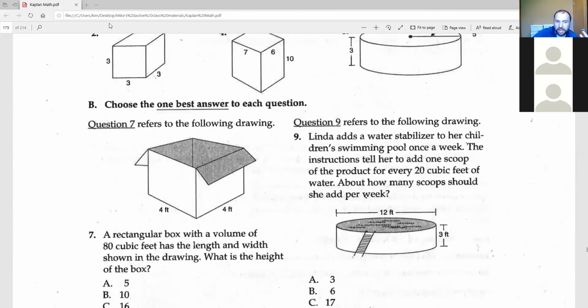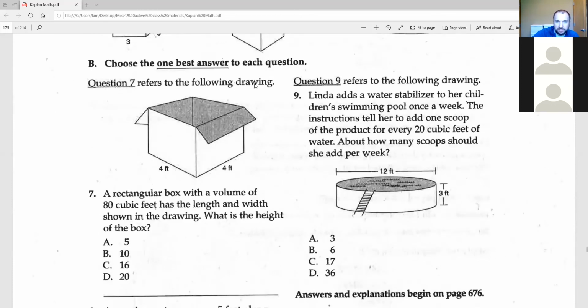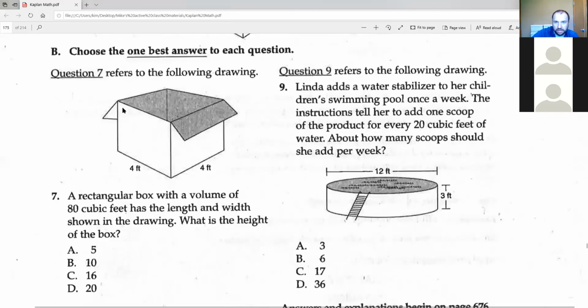Okay, so here's an example. I wanted to pull this up, and hopefully everyone can see this. If you can't, please let me know. Hopefully everyone can see this question here, number 7. The reason I pull this up is because this is more like what you would expect to see on the test for a question that deals with volume. The question says, a rectangular box with a volume of 80 cubic feet has the length and width shown in the drawing. What is the height?